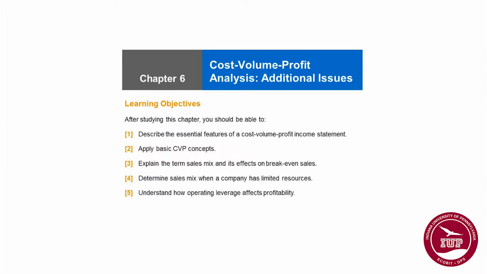We have already covered the basic concepts of cost volume profit analysis earlier, but we will go over the definitions once again. In addition, up till now, we have learned about break-even point for a single product. In this chapter, we will go to the multiple products. So if there are more than one product in the sales mix, how do we compute the break-even point? Also, we will see the impact of sales mix when a company has limited resources and the impact of operating leverage and the cost structure of how it impacts the profitability.